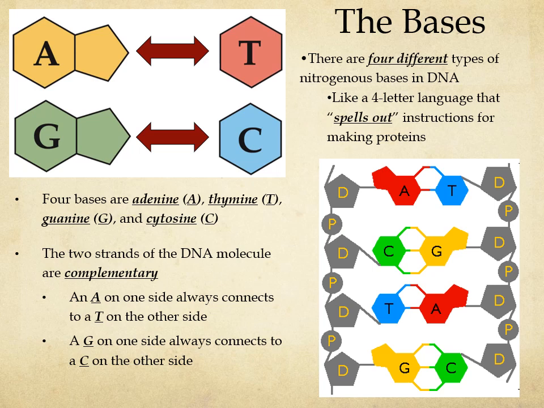So see how the A and G are a bit bigger than the C and the T? The A and G have 2 rings in their shapes, while the C and T only have 1 ring in their shape. We'll come back to that in a few minutes and see why that's important.